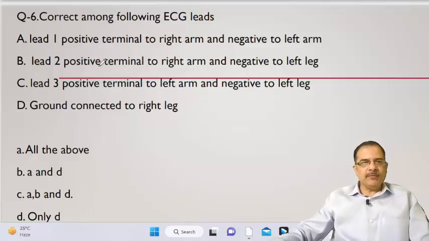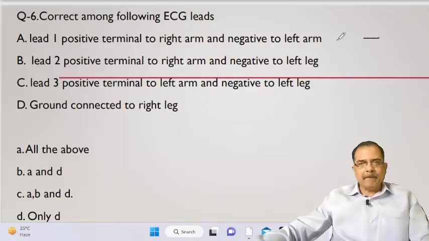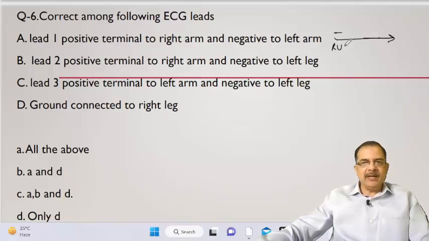So correct among the following. Lead 1 positive terminal is right arm and negative to left arm. No, it is opposite. The lead 1, the ECG lead is made as negative terminal is right upper limb and positive terminal is left upper limb. While lead 2 is like this.